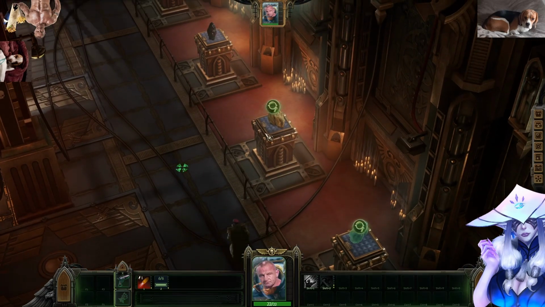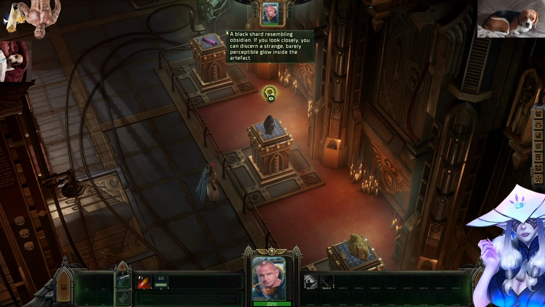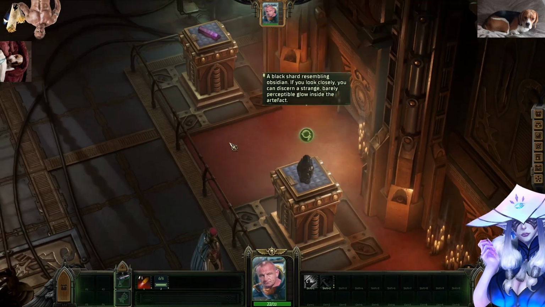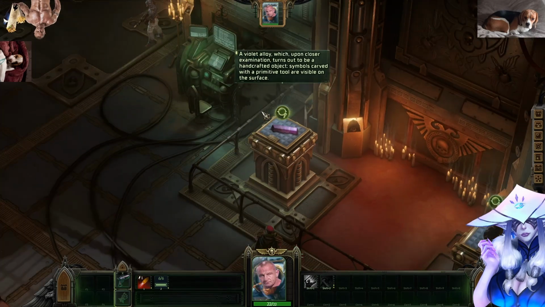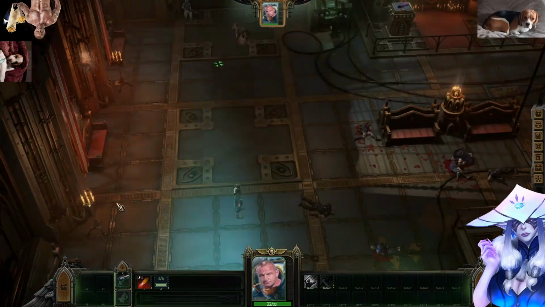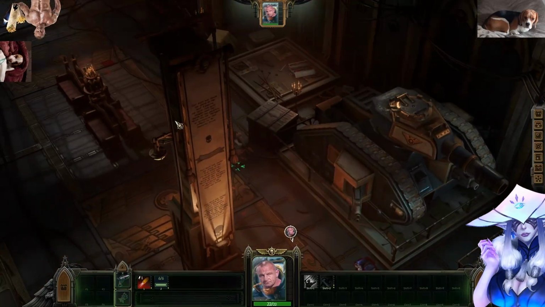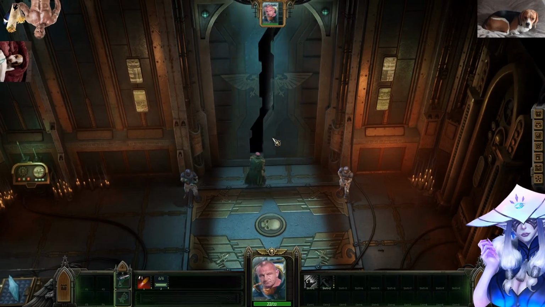Follow my lead. A massive golden amalgam interspersed with sparkling particles. A black shard resembling obsidian. If you look closely, you can discern a strange, barely perceptible glow inside the artifact. Okay, this is like a gem collection. A valiant alloy which, upon close examination, turns out to be a handcrafted object. Symbols carved with a primitive tool are visible on the surface. What do you mean, primitive tool? I'll lay claim to the stars. Oh, okay. Well, gotta go to the end of the hallway and meet Theodora.